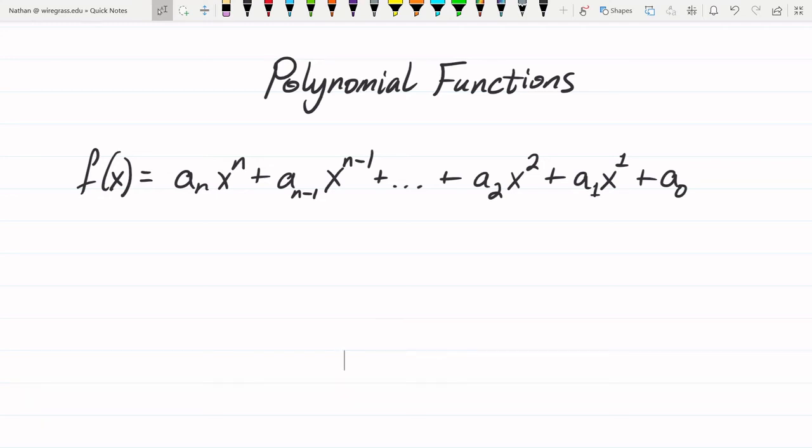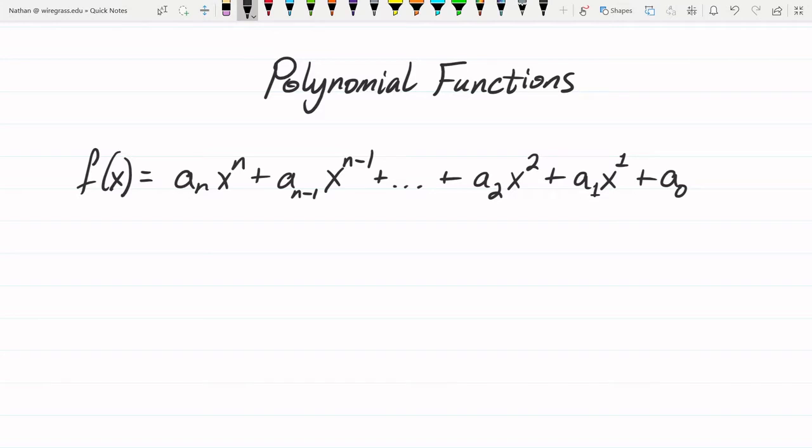Polynomial functions are in this form. f of x equals a_n x to the power of n, then a_(n-1) x to the power of n minus 1, all the way down until you have a_2 x^2, a_1 x^1, and a_0. All of the a terms, so a_(n-1), a_2, a_1, a_0, these are just coefficients. They're just numbers. They're written this way so that you have some kind of indexing variable. You know which one goes with which power of x.